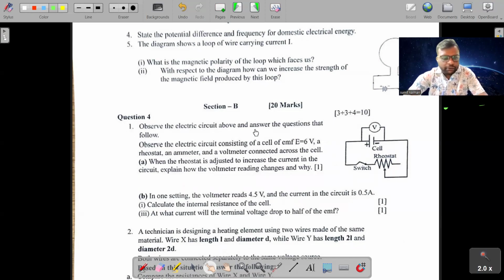Observe the electric circuit above and answer the questions that follow. Observe the electric circuit consisting of a cell of EMF. How much EMF is given? 6 volt is given. EMF is 6 volt. A rheostat and ammeter and a voltmeter is connected across the cell. Here ammeter is also connected. And when the rheostat is adjusted to increase the current in the circuit, with the help of rheostat, we are increasing the current in the circuit. Explain how the voltmeter reading changes and why.